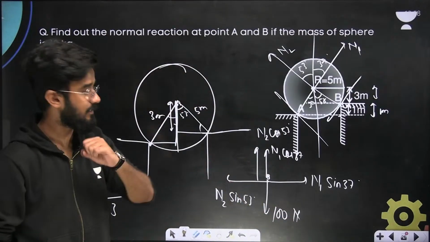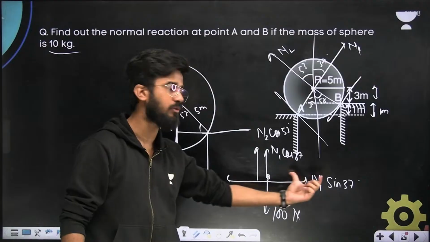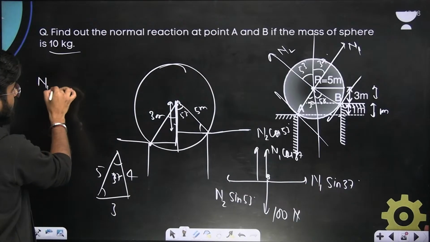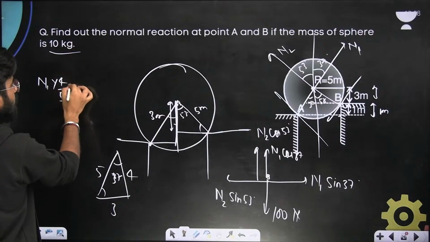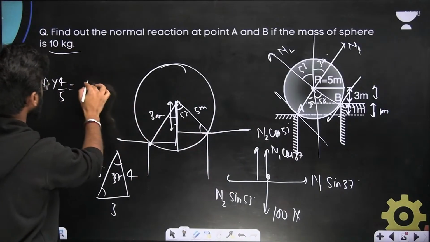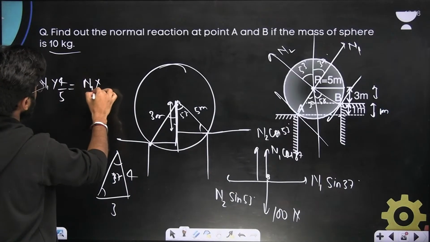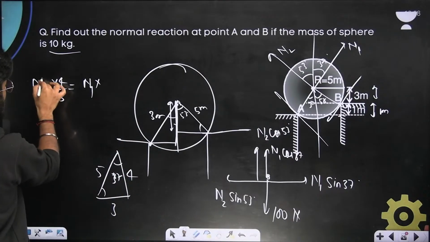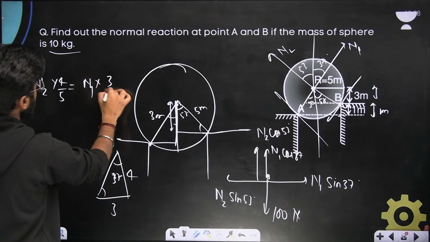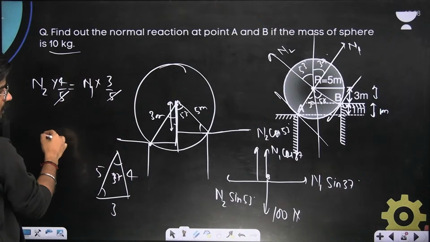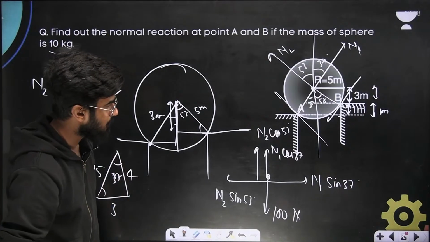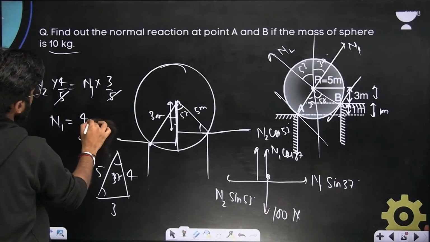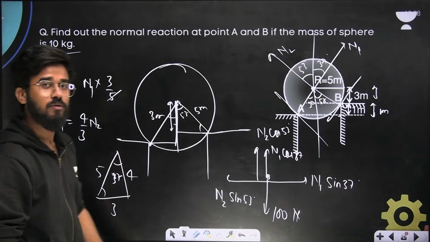Got it? Any doubt? Now n2 sin 53 is equal to n1 sin 37. It means n2, what is sin 53? It is 4 by 5. That is equal to n1 sin 37, means n1 into 3 by 5. So n2 into 4 by 5 is equal to n1 into 3 by 5. 5 got cancelled. We'll be left with n1 equals 4 by 3 n2.